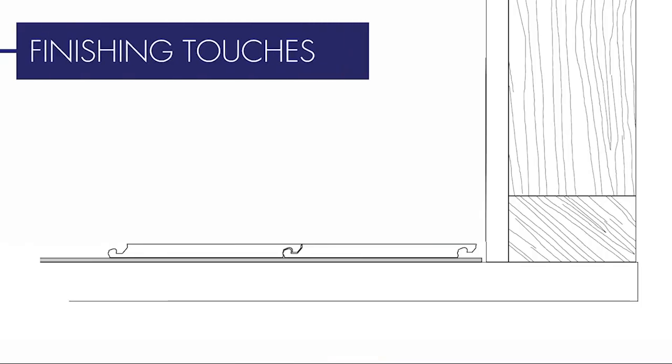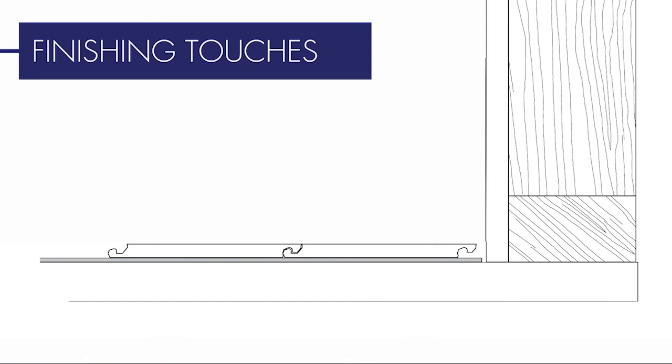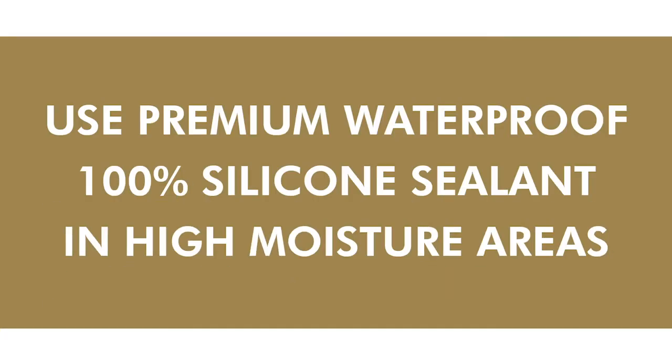After all planks are installed, remove the spacers and cover the expansion gap with trim, being sure not to trap or pin down the floor. Please note that in high moisture areas, the expansion space may be filled using premium waterproof 100% silicone sealant.